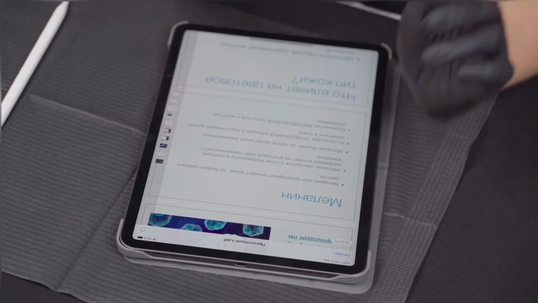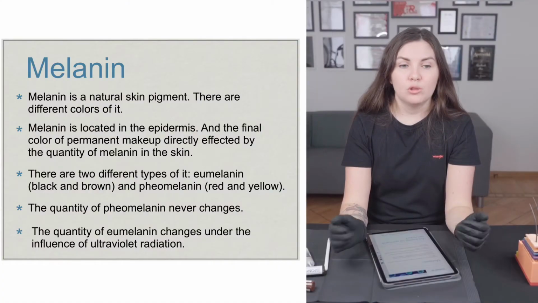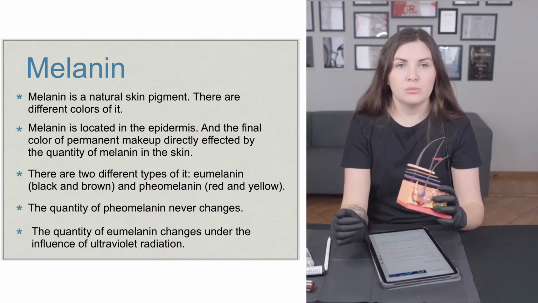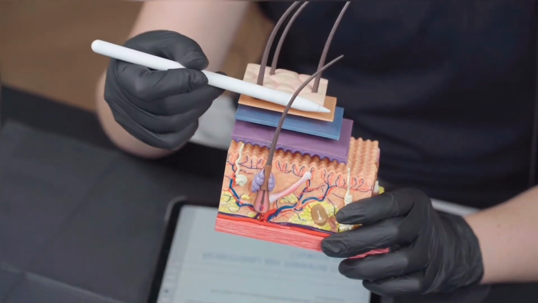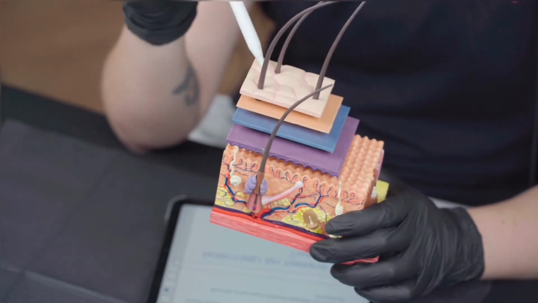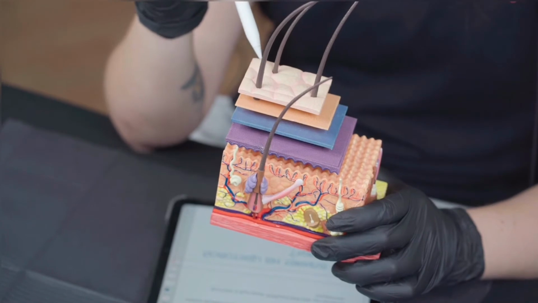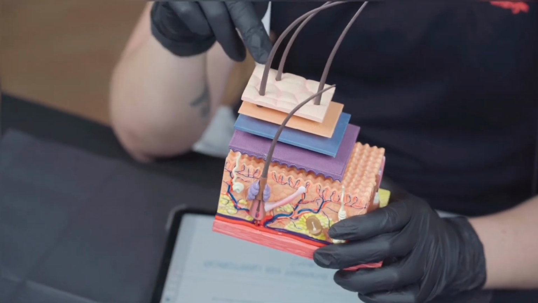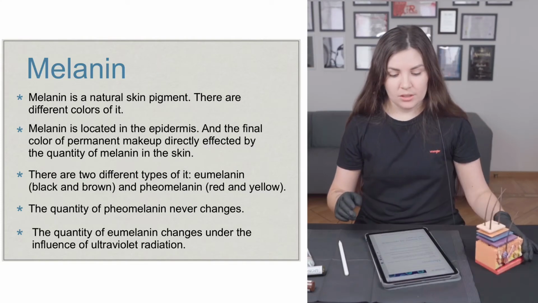Slowly but surely, we got to the most important concept in color theory, melanin. Melanin, just so you understand, is located in epidermis. This is the epidermis zone, that's where melanin is located. The amount of melanin, there are two different types of it, tells us about the skin color. That is, the presence of melanin directly affects the skin color.